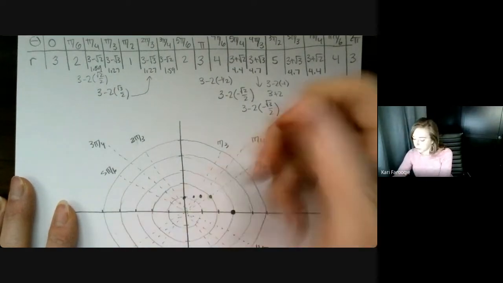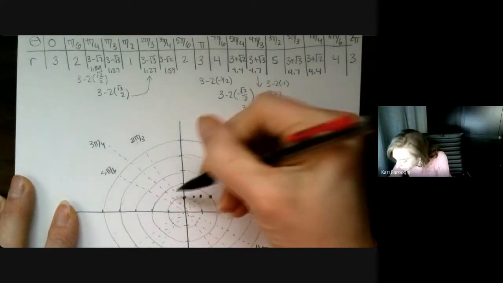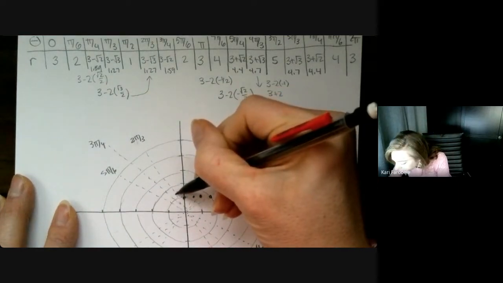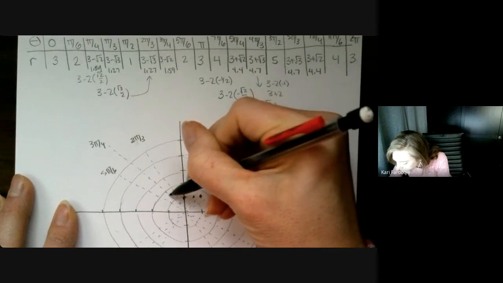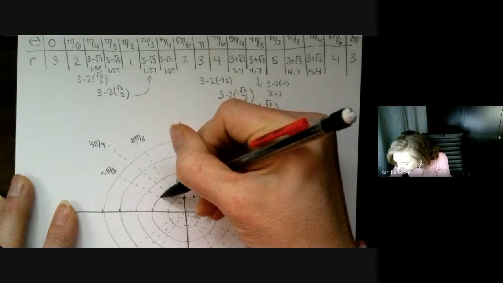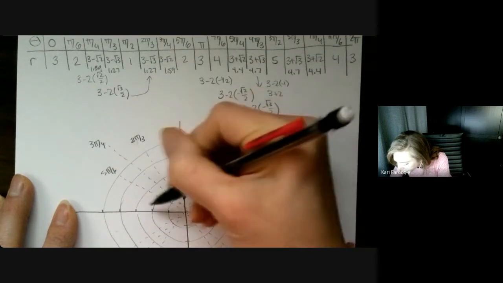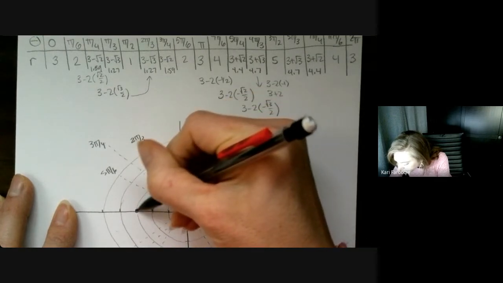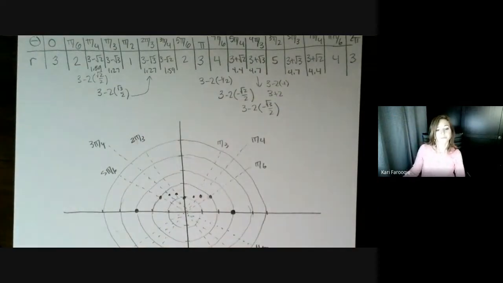At 2 pi over 3, we have 1.27, a little bit over a quarter. Then we're up to 1.59 again. Then we're up to 2. And at pi, once again, we're over here at 3. Yours on your test will look nicer because you'll have an actual polar coordinate grid.